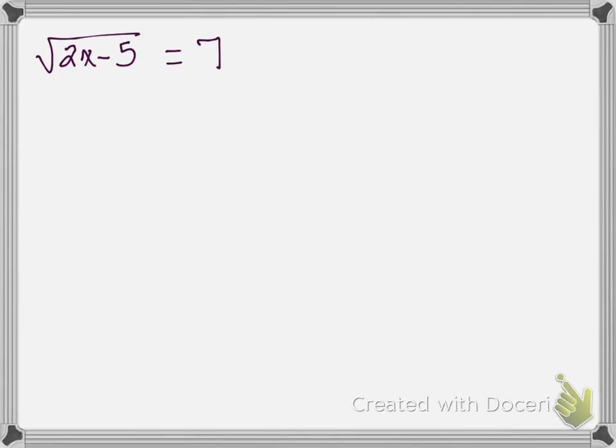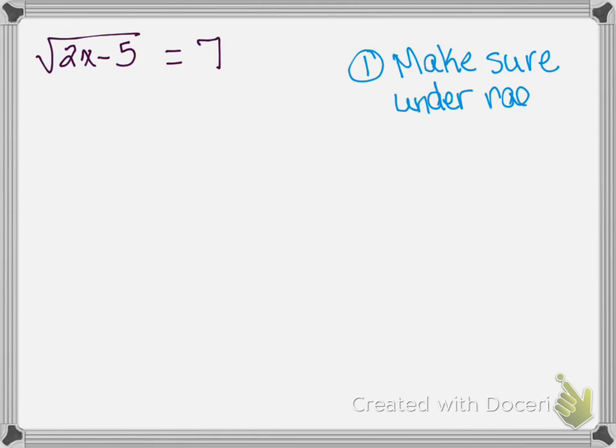Now, this looks different than some of the other equations that we've seen. We've got a radical in there. We've got a square root. Okay, so the process that we do, we have to do two different things. The first thing that we have to do is we have to make sure the part of the equation under the radical, or the square root, is on one side of the equation.